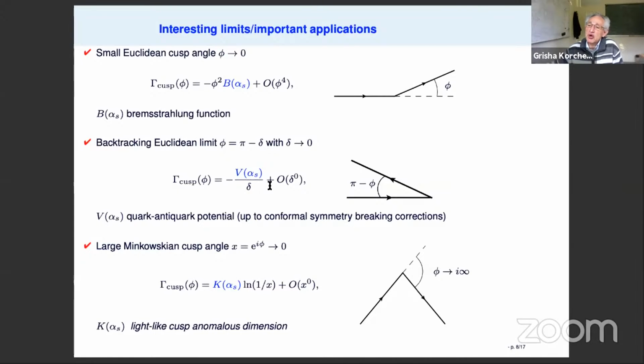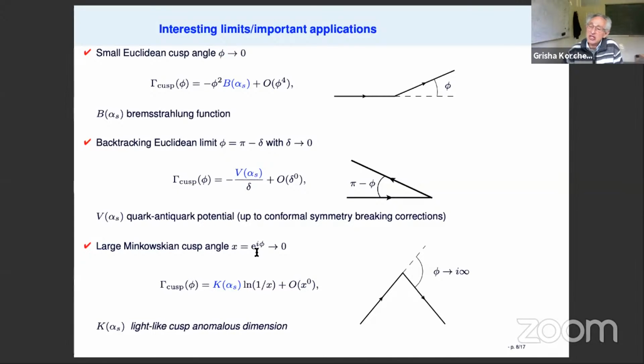And actually this pole persists to higher numbers of loops, and the coefficient, the residue of that pole, turned out to be related to the so-called static quark-antiquark potential, up to some corrections which have to do with conformal symmetry breaking. In other words, if the theory were conformal, like maximally supersymmetric Yang-Mills theory, it would be an exact statement. But in theories like QCD, we have non-zero beta functions. This relation holds up to corrections proportional to the beta function.